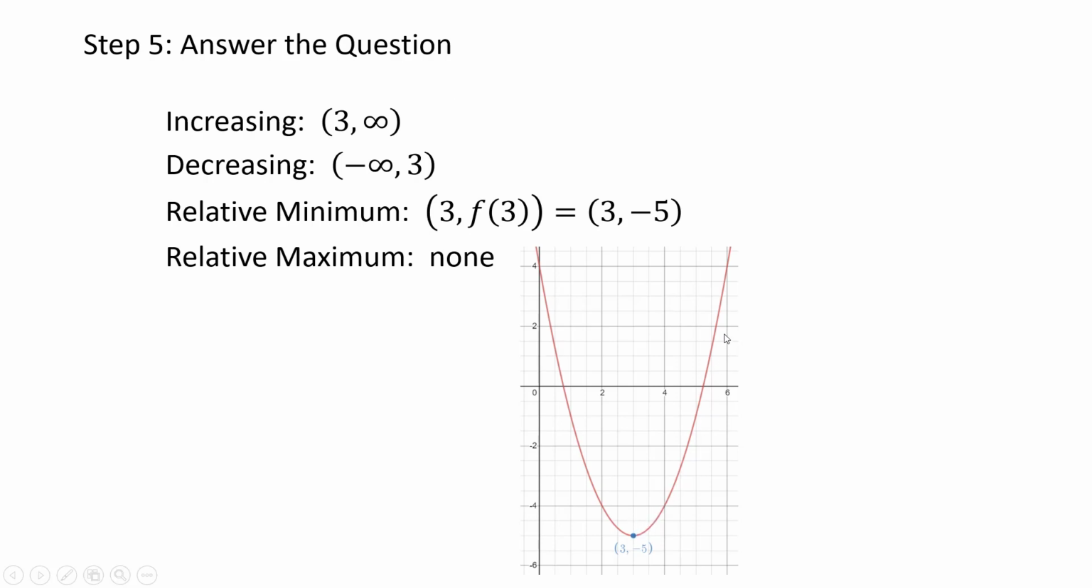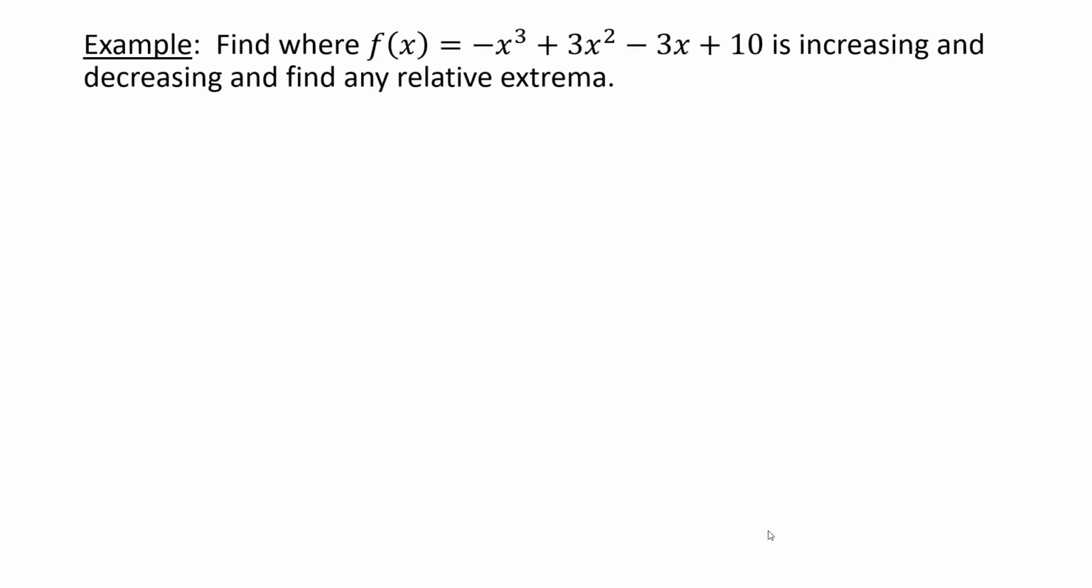From 3 to infinity, we are increasing. And right here at 3, negative 5, we have that relative minimum. Let's take a look at another example.